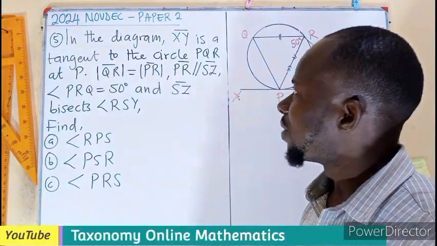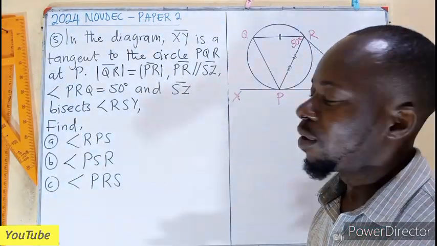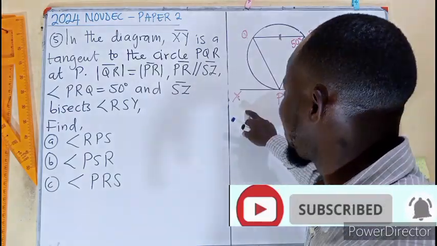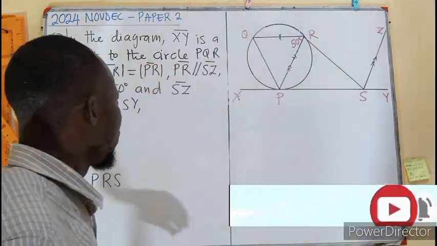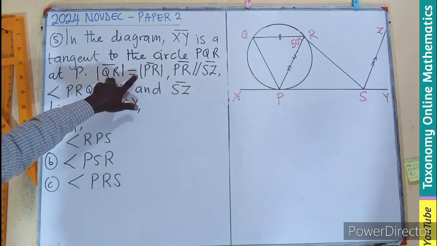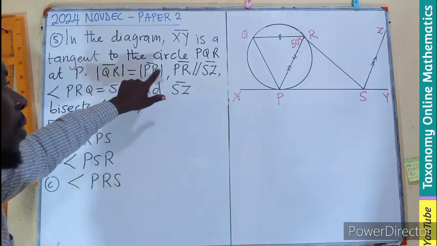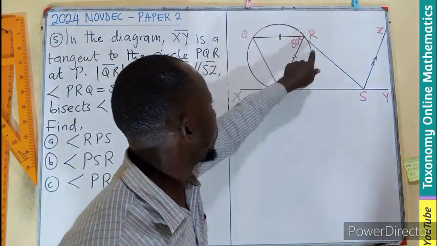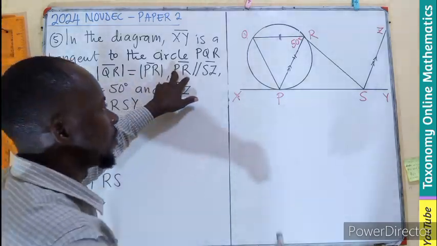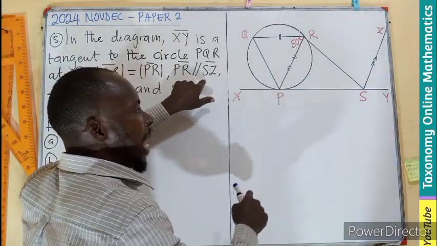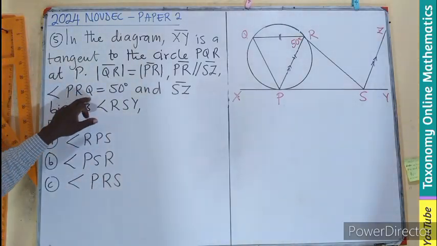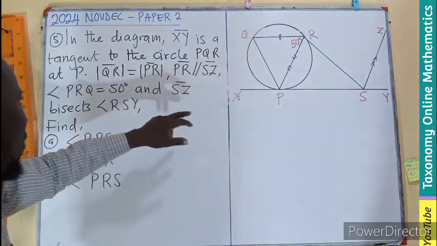Let's look at this question 5 from 2024, the NOV-DEC paper 2. In the diagram, XY is taken as a tangent to the circle PQR, where QR equals PR. So these two lines show the equal lines. Then PR is parallel to SZ. So these are parallel lines. And the angle PQR is 50 degrees, as we have there.